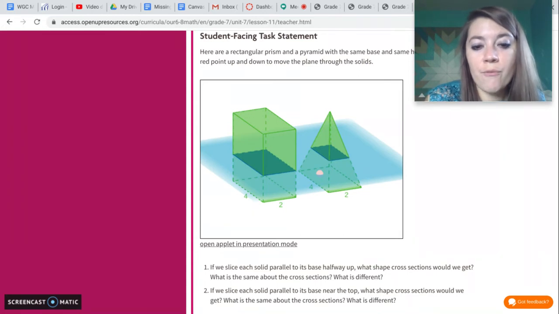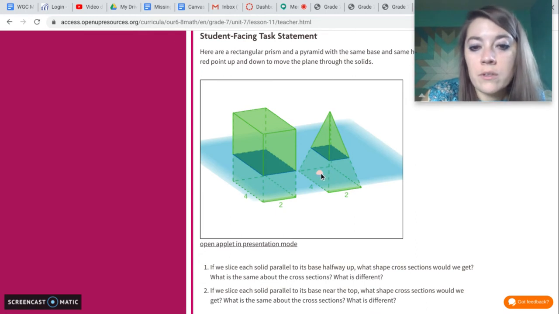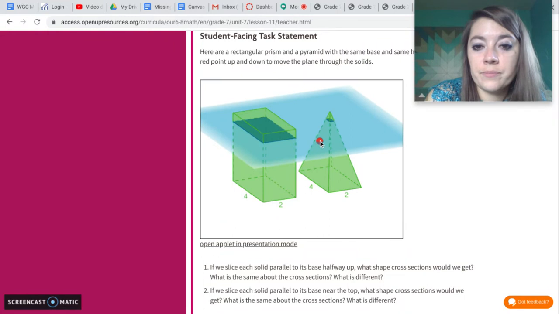So for number 2, if we slice each solid parallel to its base near the top, what shape cross-section would we get? What is the same? What is different? So let's move this up closer. So we're still going parallel. So what do you notice? We're close to the top.